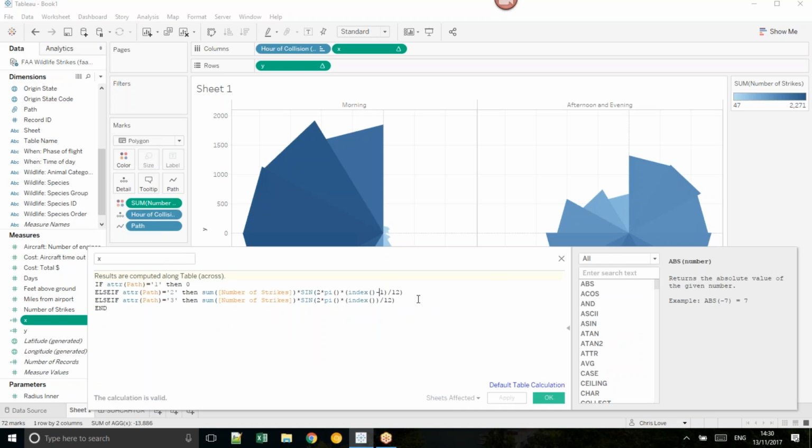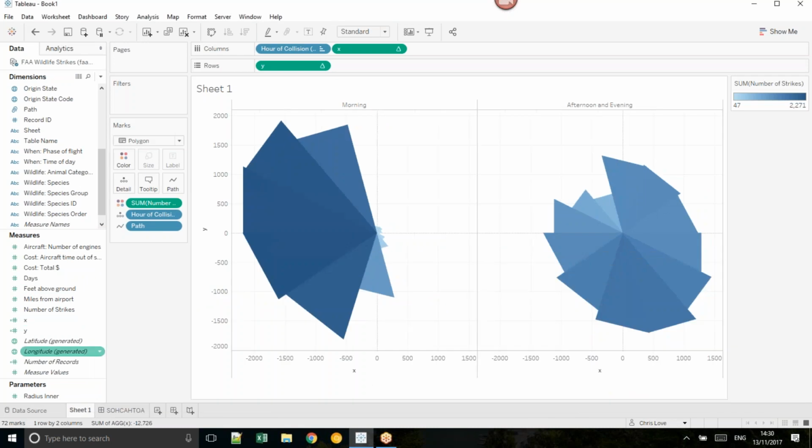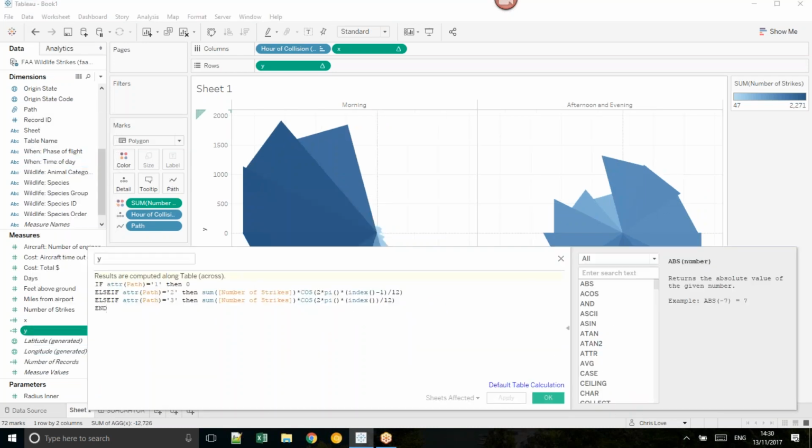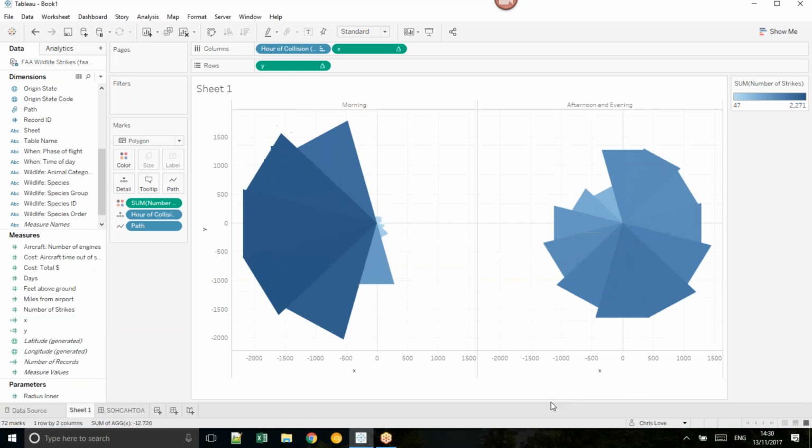So if I take off another 0.5 to move it halfway between the 11 and 12 o'clock, and this one, I'm going to add in the minus 0.5. And if I do the same on Y, 1.5 and minus 0.5, we've got exactly what we want. 12 o'clock is now pointing directly up. 1 o'clock is pointing where we need it. 3 o'clock is pointing across.